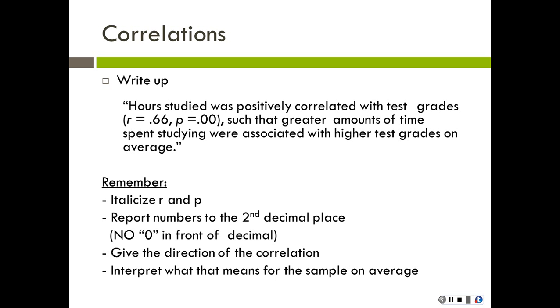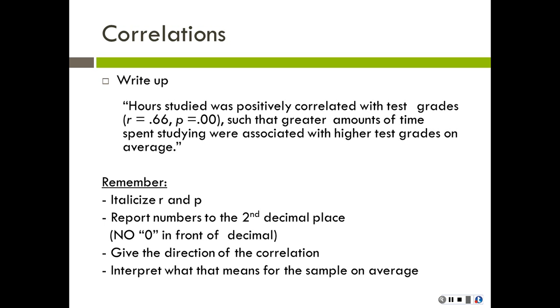So you just write that it was positively correlated, and what variables you're talking about, hours of study and test grade. Then you put that information in parentheses, and then you interpret it really quickly. You could say decrease with decrease, increase with increase. If it was a negative correlation, you would say increase with decrease, right? It would be inverse, but that's all you do.